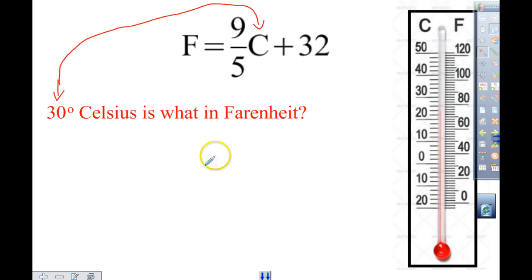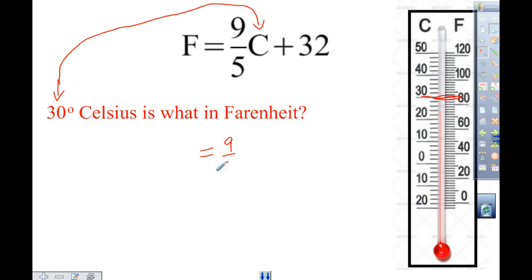But over here, you can see a comparison. 30 degrees is right here, a little bit below 80. So 30 degrees Celsius is a pretty comfortable temperature. But how do you just plug it in? Plug it in and convert.